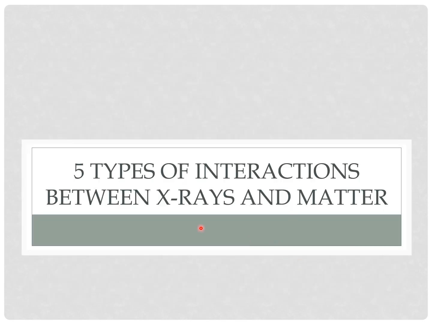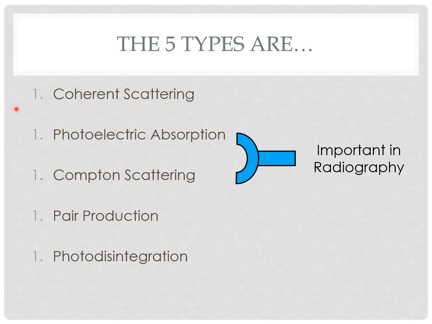Five types of interactions between X-rays and matter. Again, just a review from Mr. Dawes' class two semesters ago. These types are coherent scattering, photoelectric absorption, Compton scattering, pair production, and photodisintegration. These three here are found in diagnostic radiography, but the two most important ones are photoelectric absorption and Compton scattering. Photoelectric absorption in your text will say either between 20 or 23 up to 120, or up to as great as 150 kV.